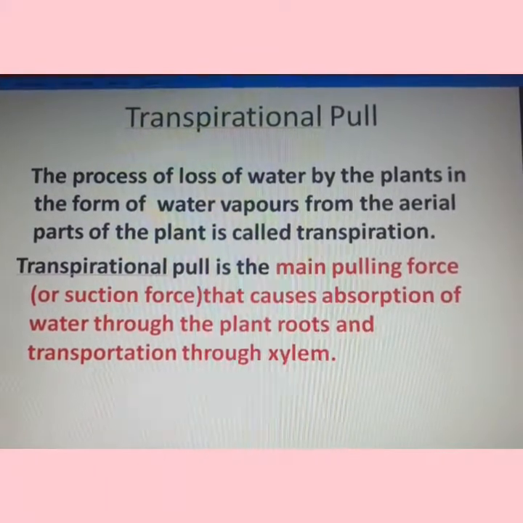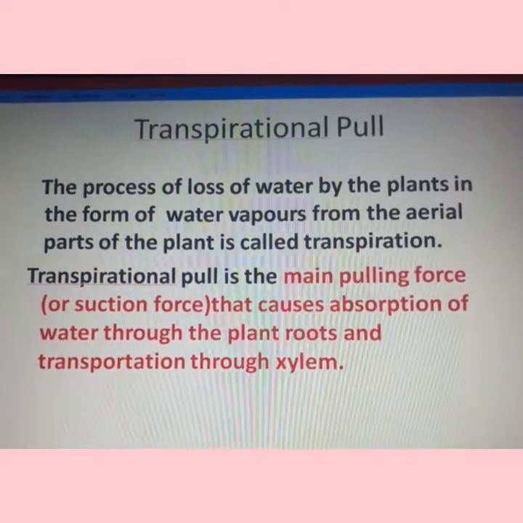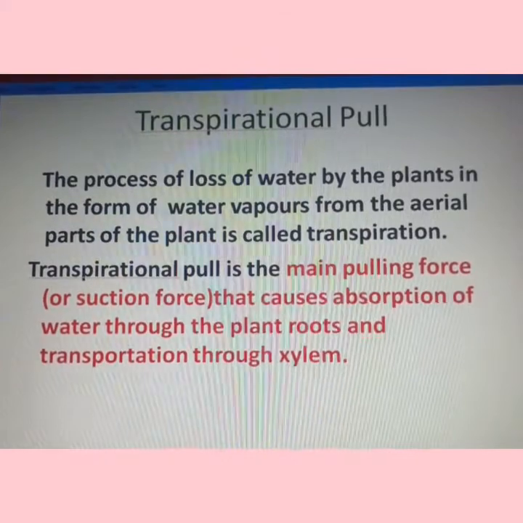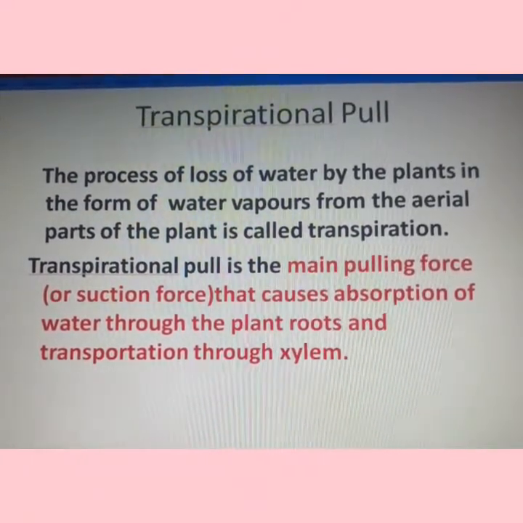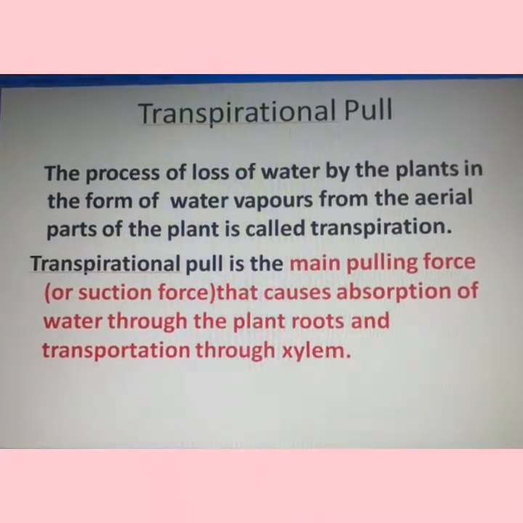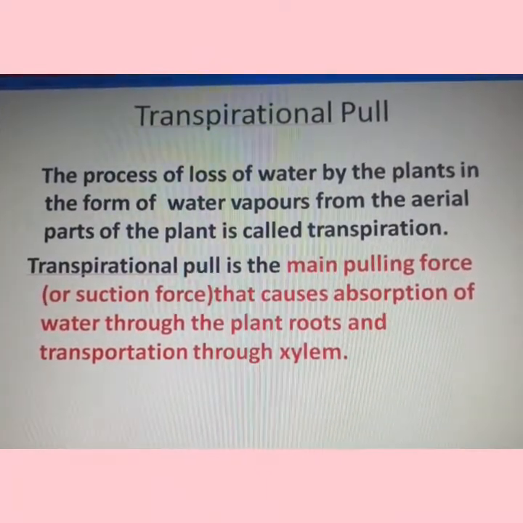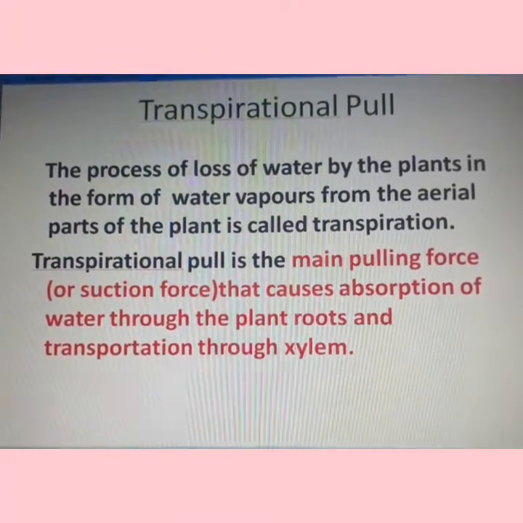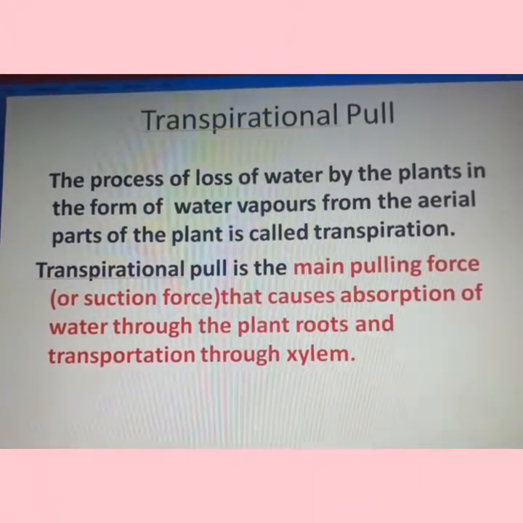Children, we have already studied that transpiration is the process by which loss of water takes place in the plants in the form of water vapor from the aerial parts of the plant. The transpirational pull is the main pulling force or the suction force that causes the absorption of water through the plant roots and the transportation through the xylem.